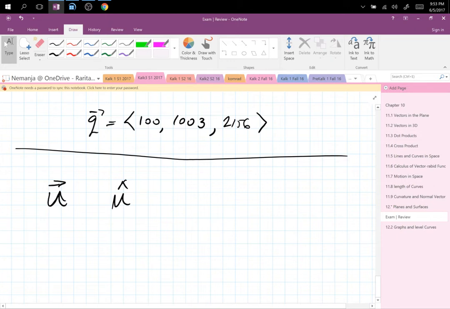Any other questions? Any other problems? Wait, he's got one. Why does the chain rule apply to vector valued functions? Chain rule applies to functions. Why is it, sorry, cross products and dot products? Because they're vectors.